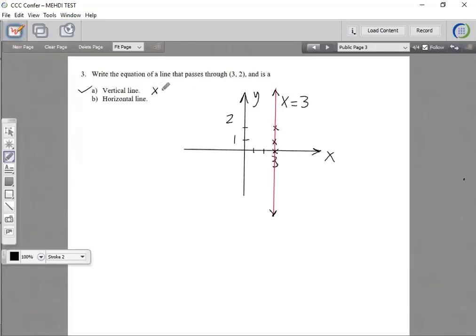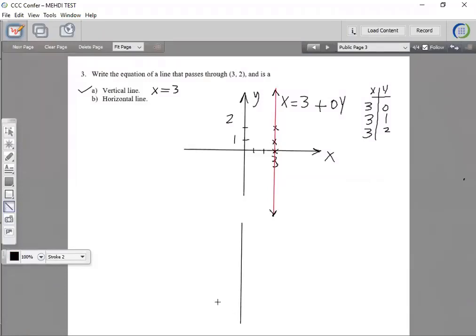So the equation would be x equal to 3. You notice that y is missing. The reason y is missing is because its coefficient is 0. So you can put plus 0y here to remind you that y is not there. If I substitute for y 0, 1, 2, any number, x would be equal to 3. So this would be the equation x equal to 3 for a vertical line that passes through that point.